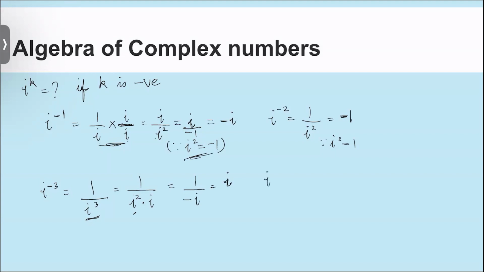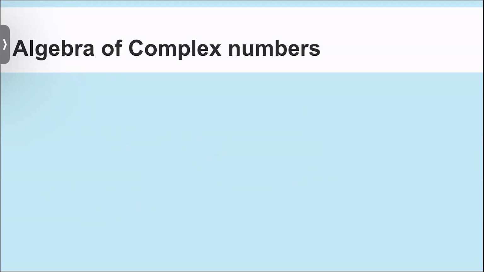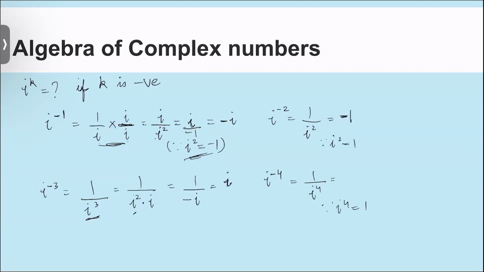Then again, if you have -4, this is 1 upon i raised to 4. Now i raised to 4 we know is equal to 1, so this is 1. This again follows a similar rule to what we saw when we were doing the inverse.